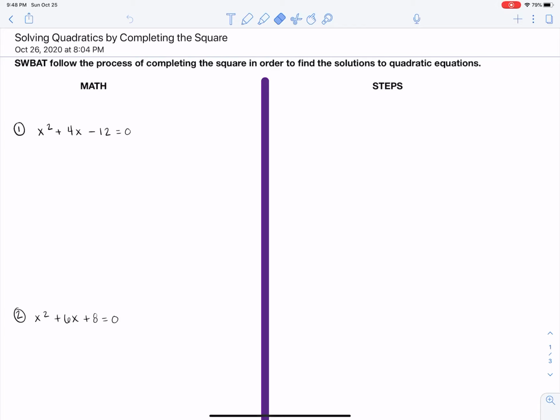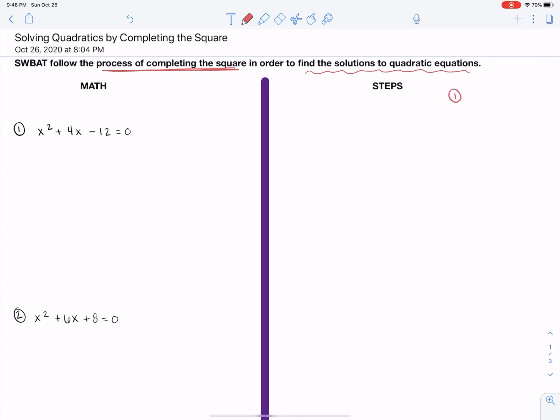Today we're going to talk about how to complete the square in order to find the solution to quadratic equations. So our goal is to know the process of completing the square. That's what I'm going to teach you so that you find solutions to quadratic equations. Well, before I teach you this process, let's talk about the other ways we know about finding solutions.